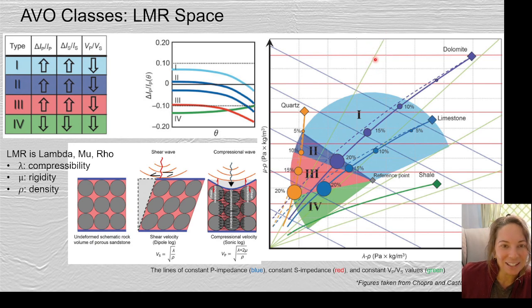So, we've got too many different green lines on a chart. These lighter green lines are the constant VP/VS. These red lines going across are the constant S impedance. And these blue lines going diagonally are the P impedance. I just got too excited by these bigger, thicker lines. Sorry about that. Anyway, that's the Lambda-Mu-Rho space.